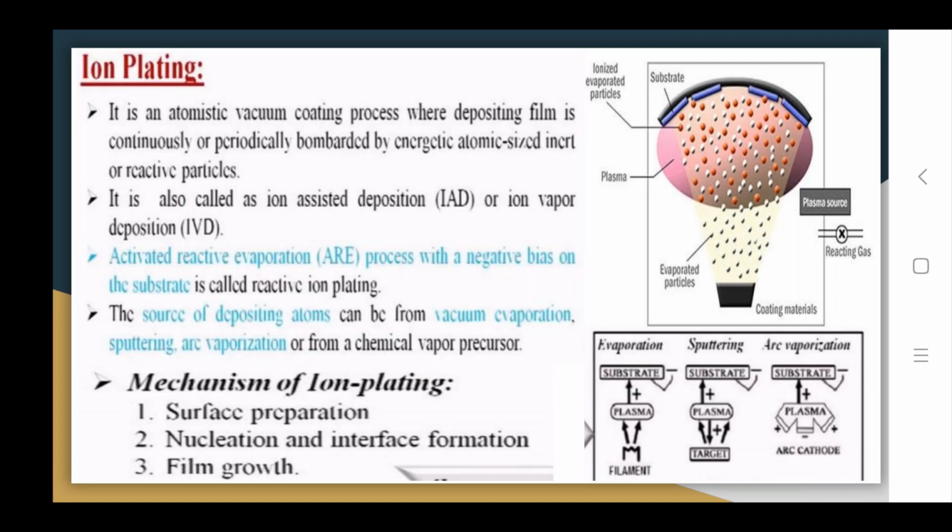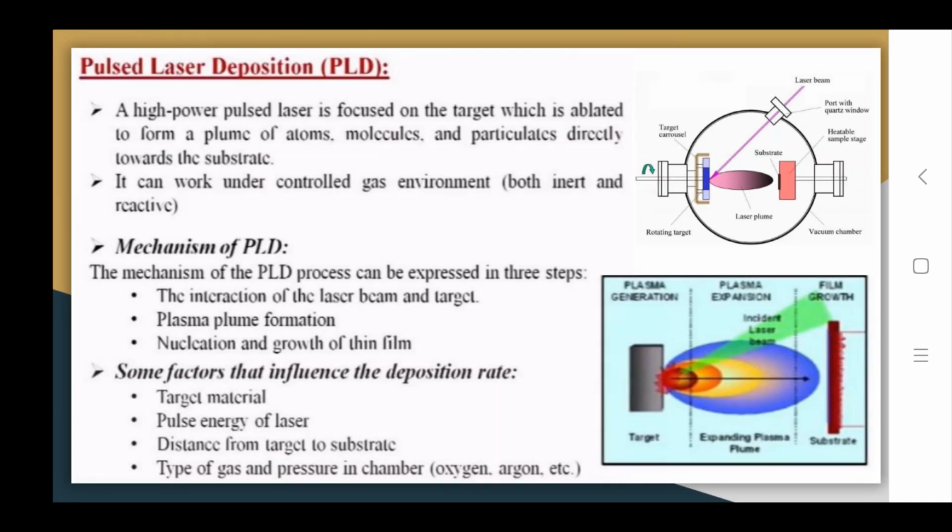Okay, now we are going to discuss the next method, that is the pulsed laser deposition or PLD process.